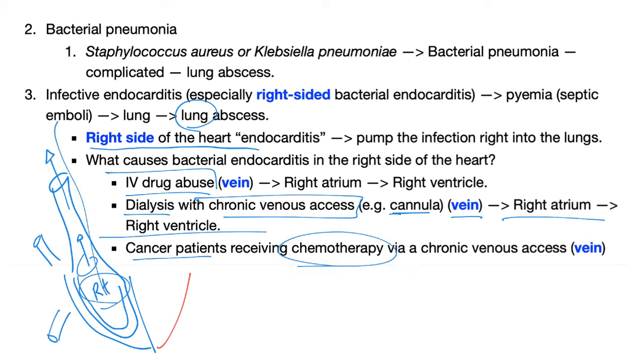Cancer patient receiving chemotherapy via chronic venous access. Instead of just injecting and starting a new IV every time, we just give a chronic venous access to the patient, so whenever they come, they are ready for the chemotherapy session.